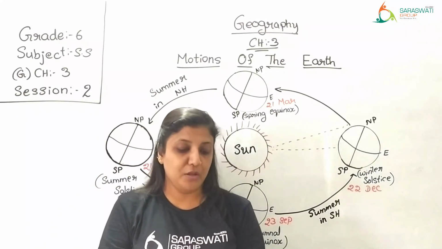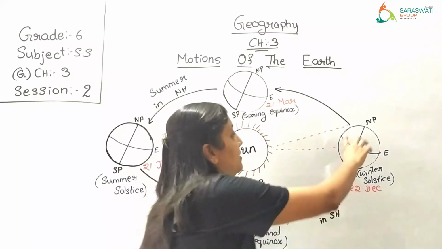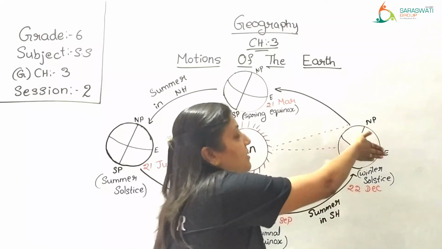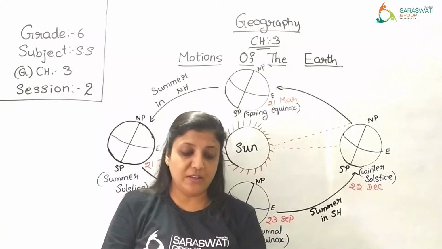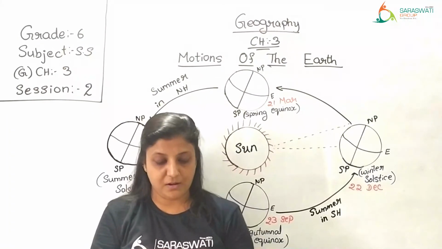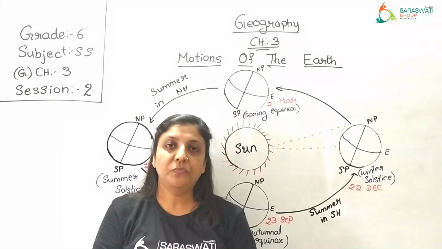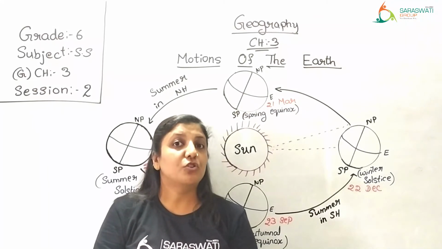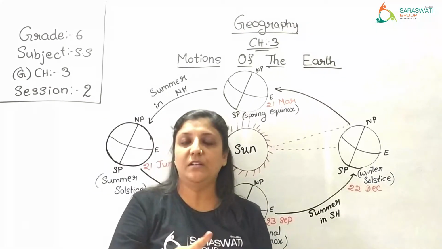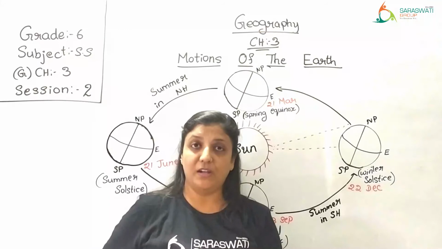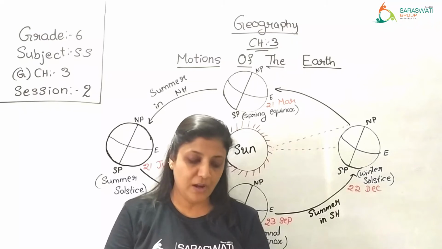On the other hand, the northern hemisphere is turned away from the sun. It is not towards the sun, it is away from the sun. Right? So here it receives the slanting rays of the sun. Days are short and hence the northern hemisphere will have winter. India is in the northern hemisphere. So, 22nd December, the northern hemisphere has winter. So that is why, since India is located in the northern hemisphere, India will have winter, right?